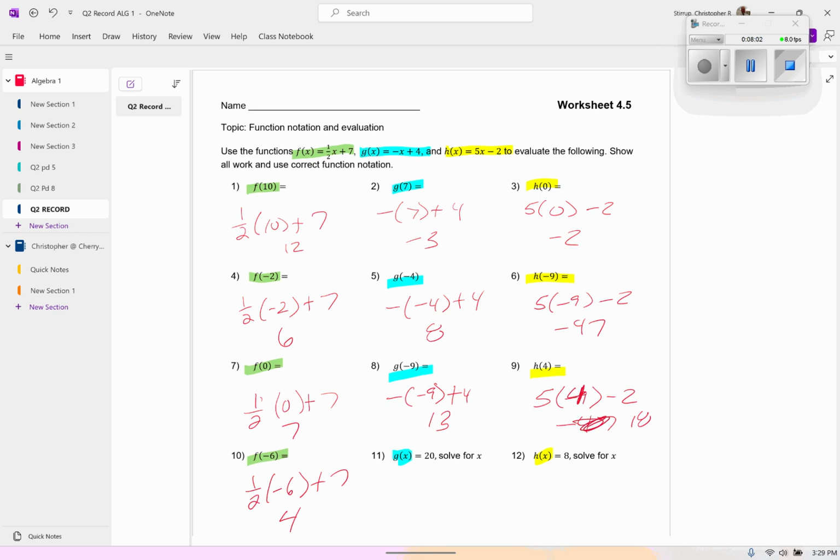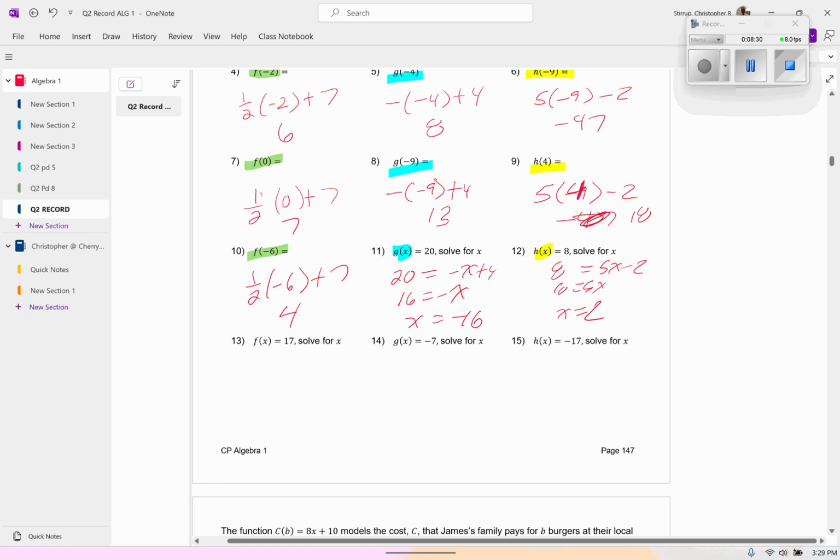The last two problems, remember, we're going to set it equal to, so I'll use my blue equation. So 20 is equal to -x plus 4, and then also 8 equals 5x minus 2. So we're going to subtract 4 from both sides. That's going to give me 16 equals -x. Multiply both sides by a negative. You can flip it over as well. This one we're going to add 2 to both sides. Divide both sides by 2, and flip it over.